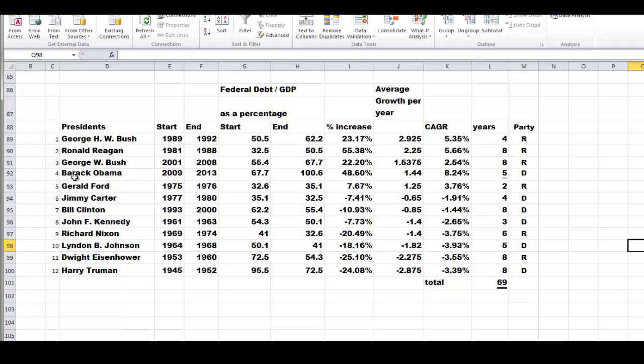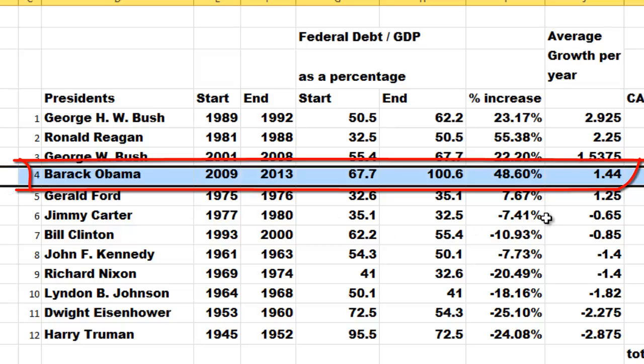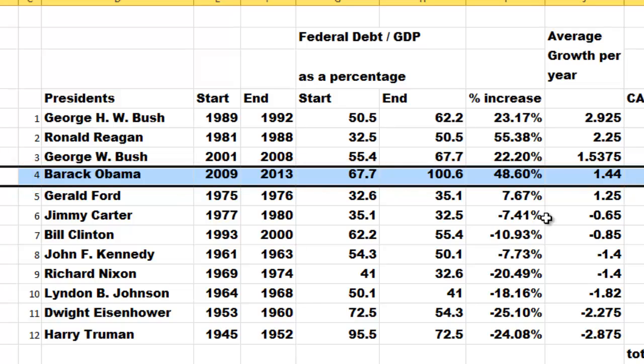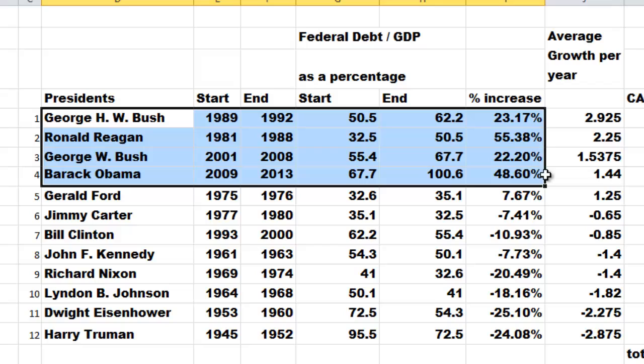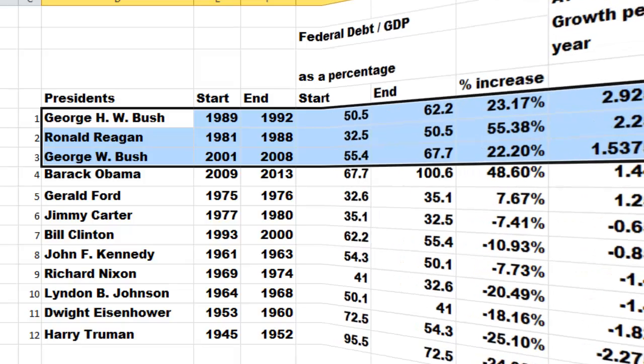President Obama goes from being number 1 to being number 4. All right, so if you look at how he has reduced the average growth per year of the federal debt to GDP ratio, he goes from being first to fourth, which I think is extraordinary. And of course, he is preceded by the same usual suspects, George Bush, well, the two Bushes, and President Reagan. I think that's an extraordinary accomplishment that somehow has been overlooked in the debate over the federal debt in President Obama's administration.